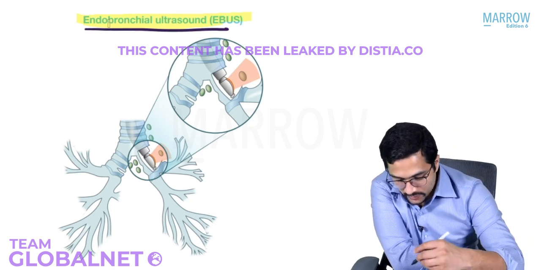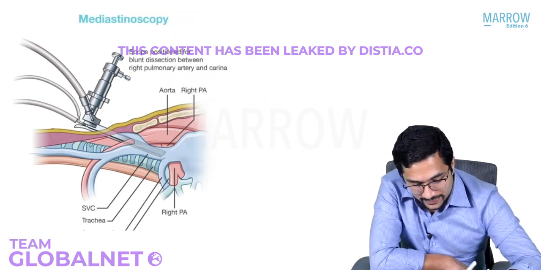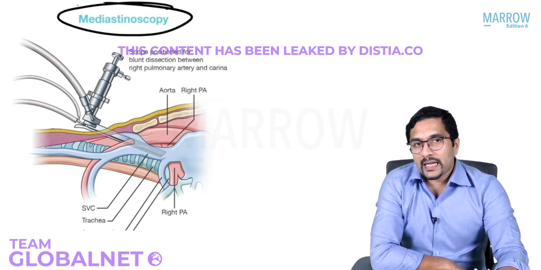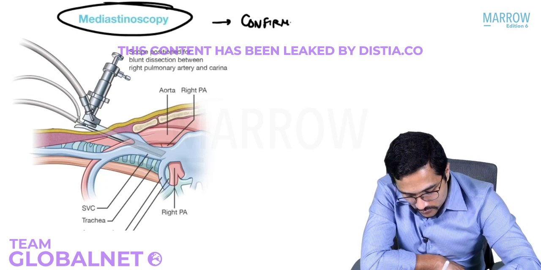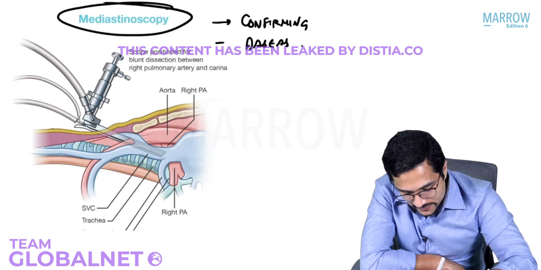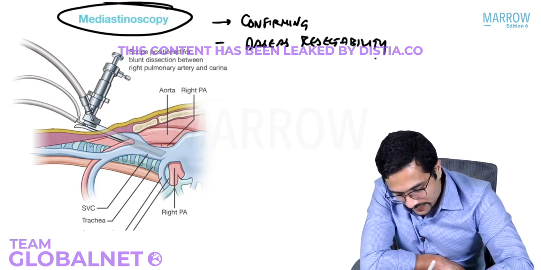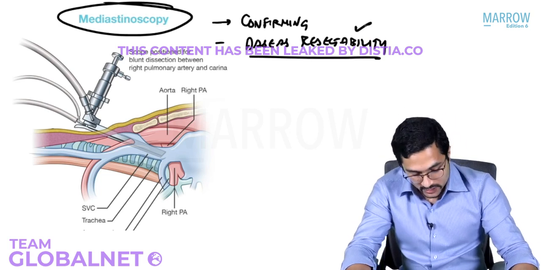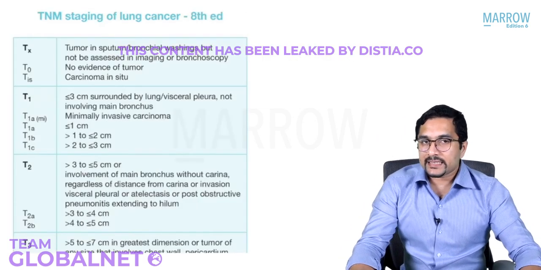to confirm the diagnosis. Also, another way to confirm the diagnosis and to get tissue is to do mediastinoscopy. So mediastinoscopy can help in confirming the diagnosis. We can get tissue and it can also assess resectability, to assess whether the tumor is resectable or not. Now, lung cancer staging was asked in the NEET exam 2 years back.